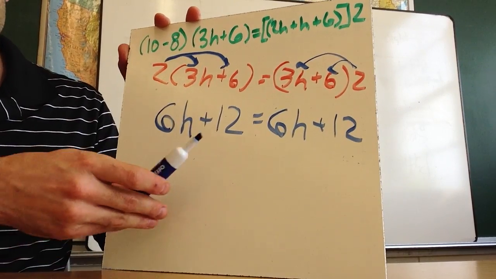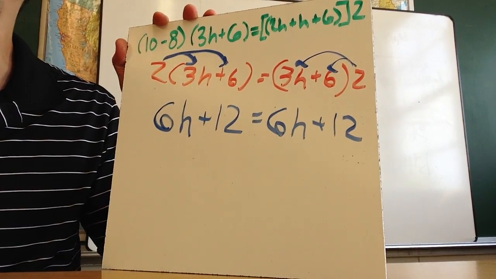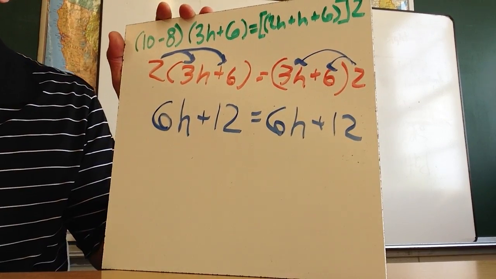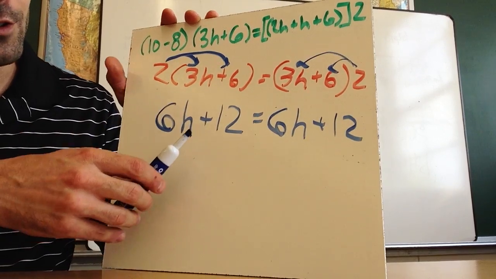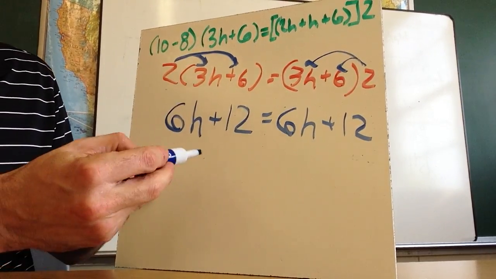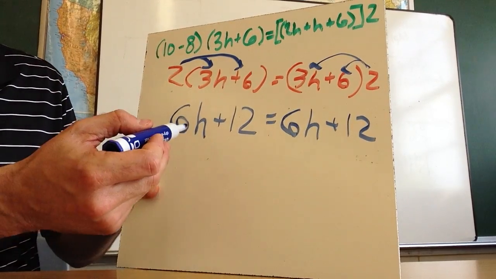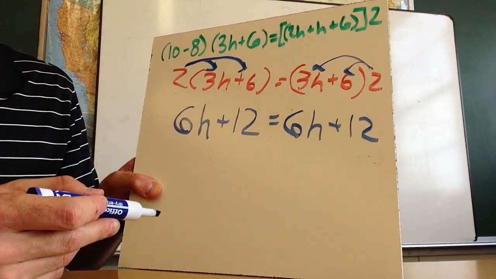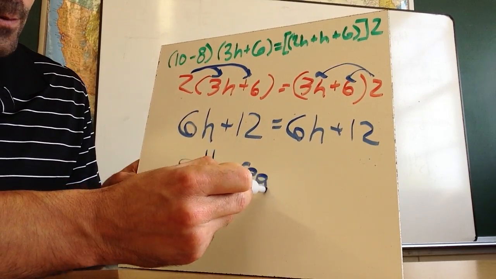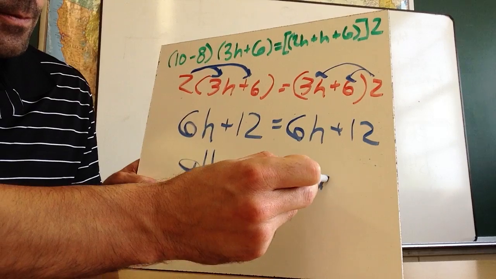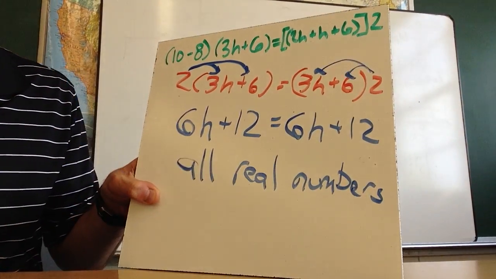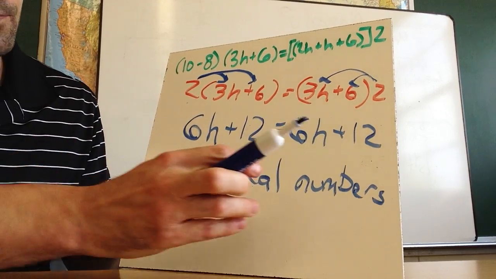Now, what you could do is subtract 6h from both sides, you end up with 12 equals 12. You could subtract 12 from both sides, you end up with 6h equals 6h. Either way, no matter what I do, this side will always equal this side. So when that happens, and there's not one answer, but in fact any number that I substitute in here for h will work, this is where I write all real numbers. And the idea is that any number will work.